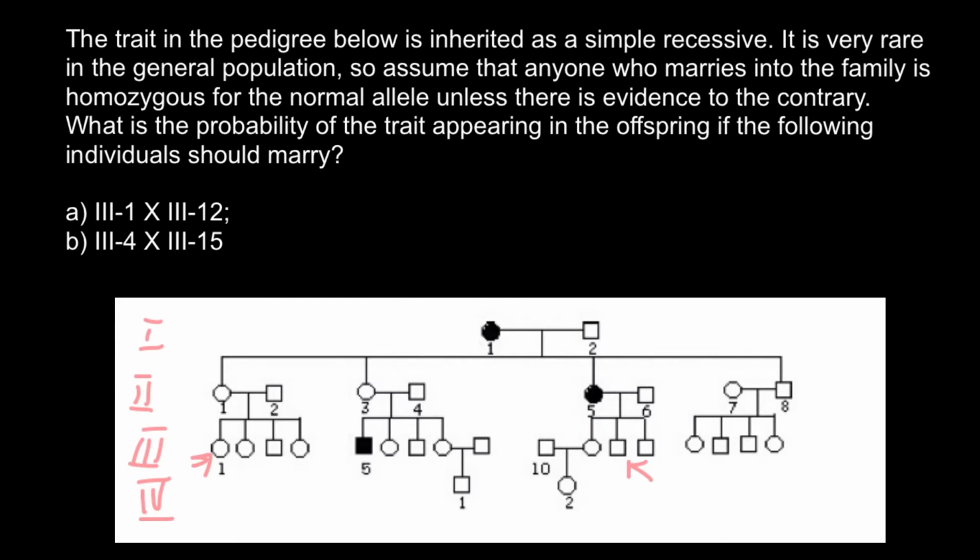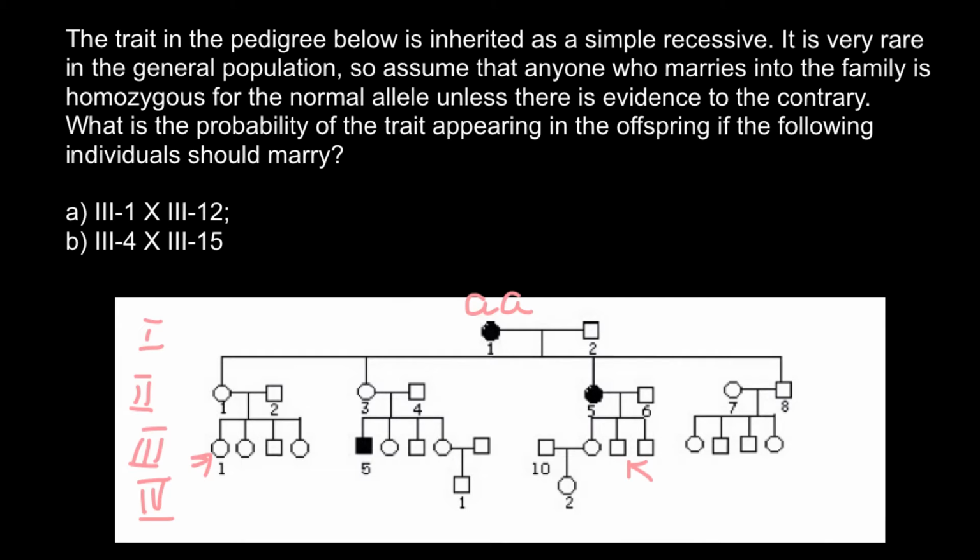So let's start from the first generation. As you see, this is a homozygous recessive trait. In order for the person to be affected, he has to be homozygous recessive. So we know that the genotype of this person is small a, small a. And we are also told that we have to assume that anyone who marries into the family is homozygous for the normal allele unless there is evidence to the contrary. So do we have to suggest that this person is homozygous dominant or not?